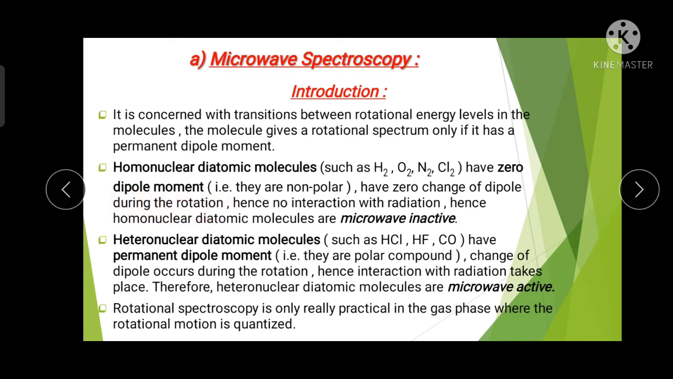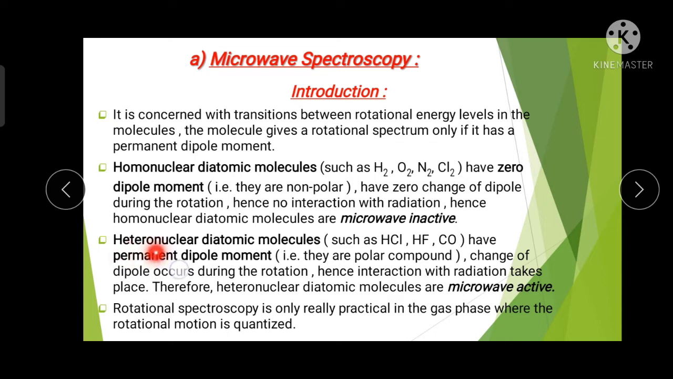When we rotate these molecules, or expose them to microwave spectroscopy, we don't have any interaction. That means there is no interaction with the radiation. Hence homonuclear diatomic molecules are microwave inactive. So these are the microwave inactive molecules. But what about the microwave active molecules?